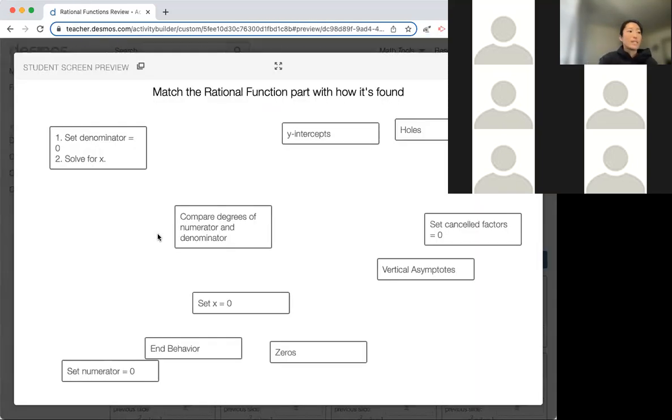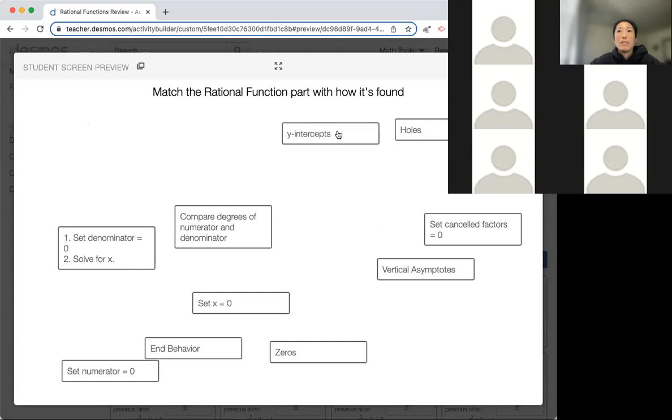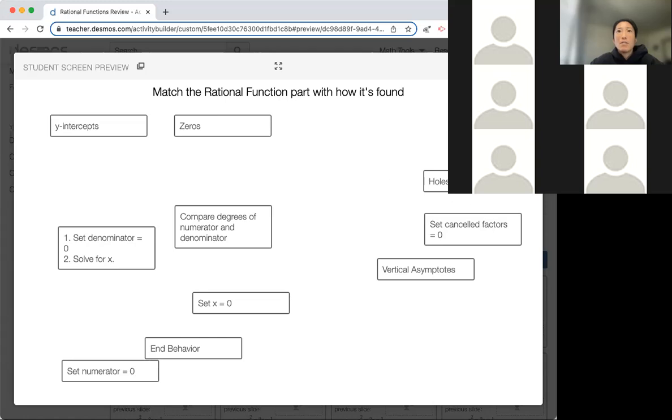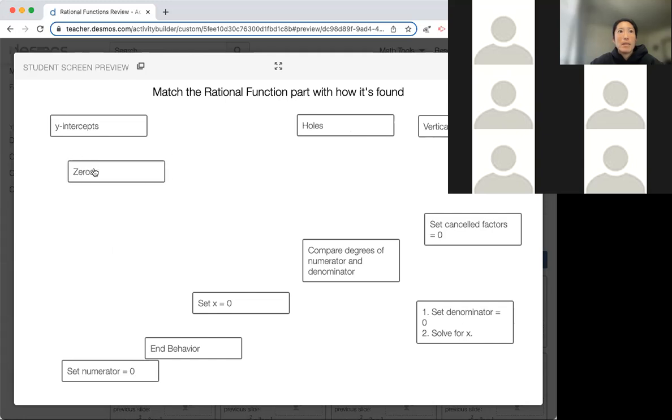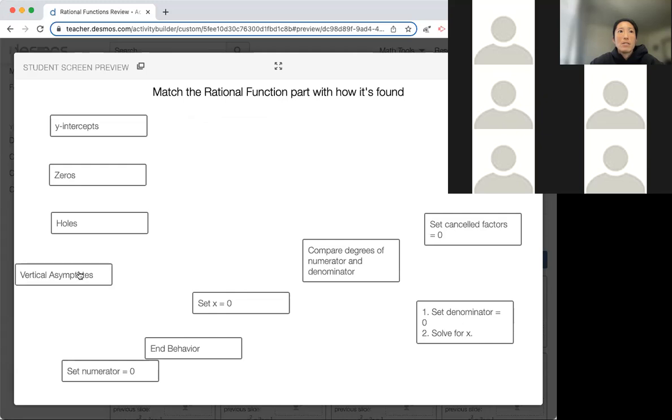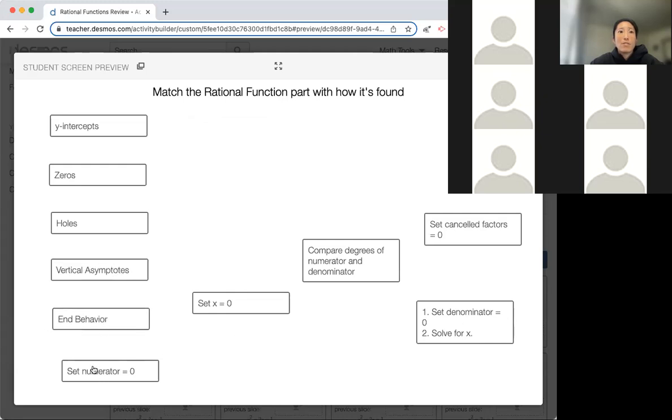All right, so here's our first screen on Desmos. This is one of the features that I like about Desmos: we can play a sorting game. We can match things. In this case, we're matching the rational function part with how it's found. I would look for things I'm looking for. For example, we see y-intercepts, zeros, and I can click and drag these different cards. We have holes. We talked about holes in a graph last week. We have vertical asymptotes, and we have end behavior. I probably should have stacked them down the page to give myself more space. These are all the characteristics of a rational function.